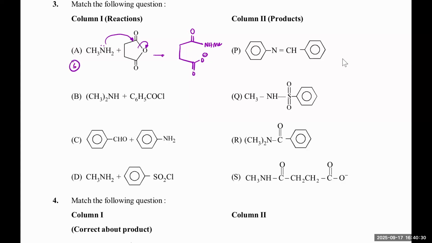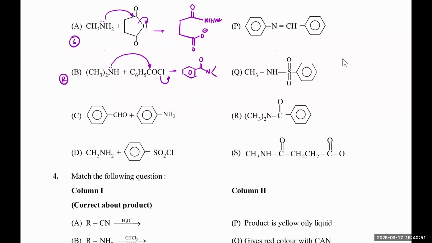So what is that compound? S. Similarly, nitrogen from here will connect on C double bond O, removing out chlorine. So we can have C6H5, as in benzene, connected with C double bond O, N and methyl group. Okay, so which is R.